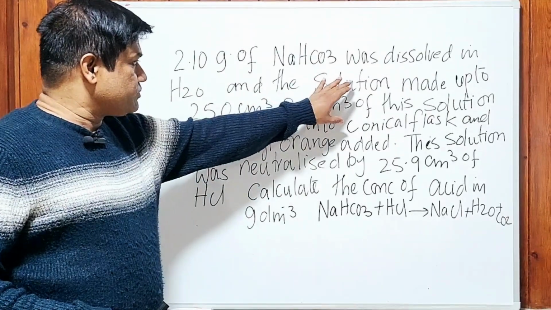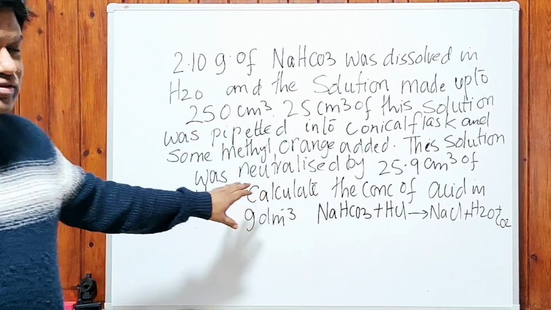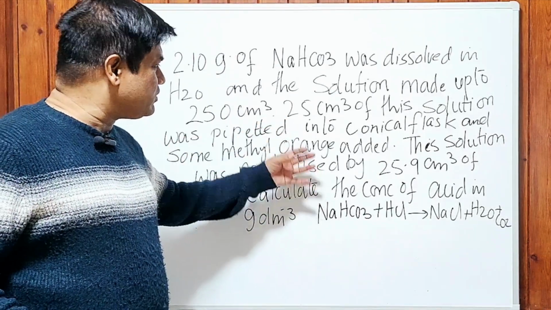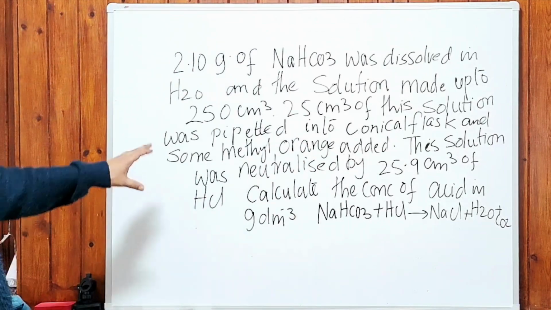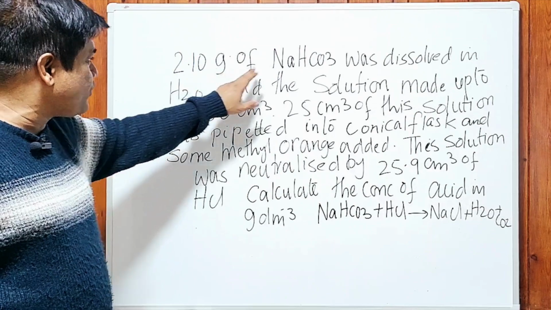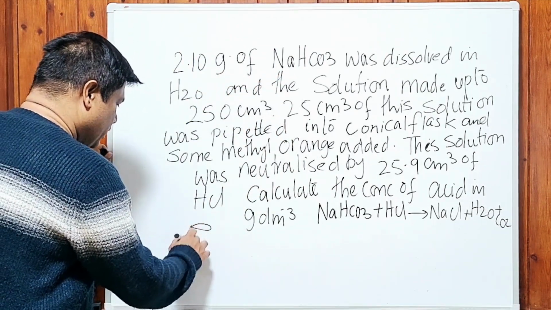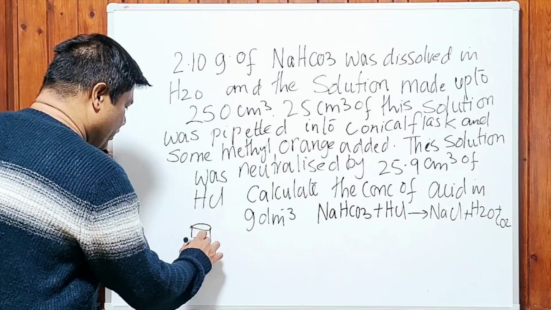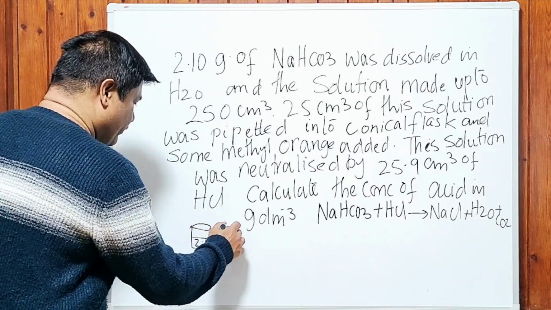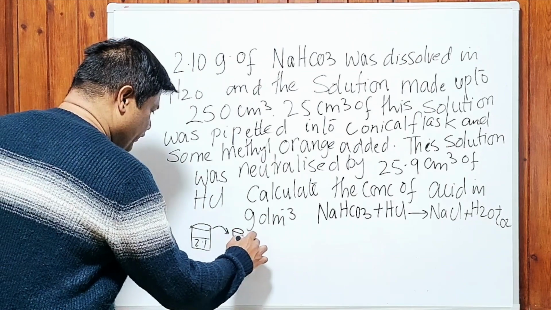Look at this question. It looks like a very lengthy question, and this is more of a worded question. It is a simple question, but it is worded. So a student dissolved 2.10 gram of sodium hydrogen carbonate in a small beaker, and transferred that into a volumetric flask and made the solution up to 250 centimeter cube.